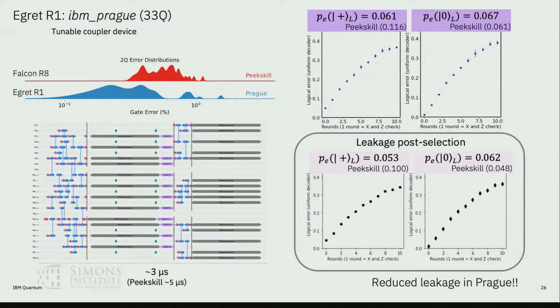Now when you look at the plot, this is only using a uniform decoder. We did not evaluate different types of decoder for this experiment. You see that with the X basis and Z basis, the results are now very similar, and very comparable to the Z basis results we had from Peekskill. We did see improvements when doing some leakage post-selection. I don't have the plot here, but the leakage rate was a lot less compared to Falcon R8. There is still leakage from the measurements, but the leakage from the 2-qubit gates has reduced quite a bit.